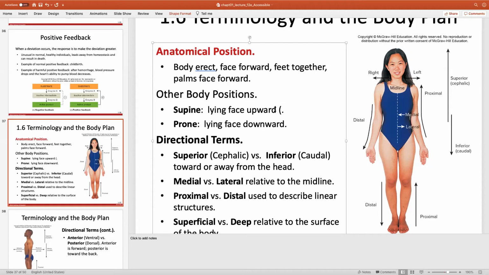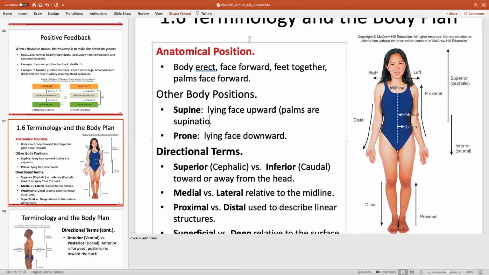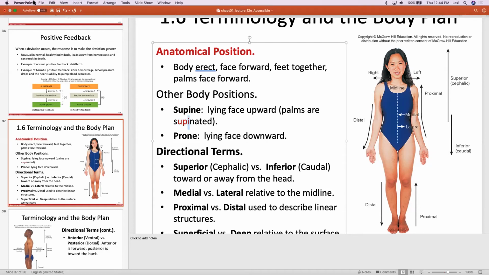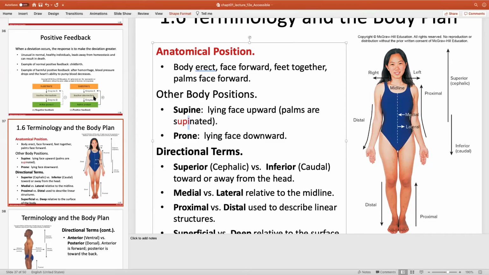In anatomical position, palms are supinated. In supination, there's an "up." So just keep in mind, there's an easy way to memorize this, and that is in supination, there's an "up" in the name. That means your body's upwards, and more importantly, your palms are up.